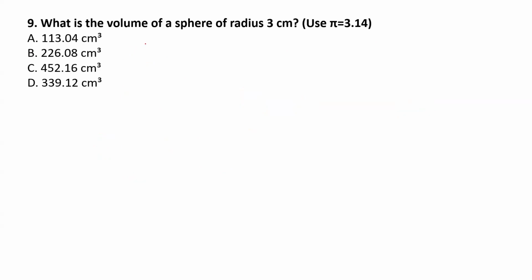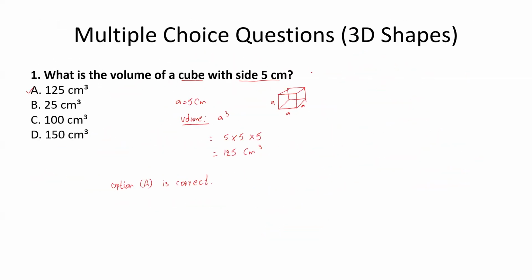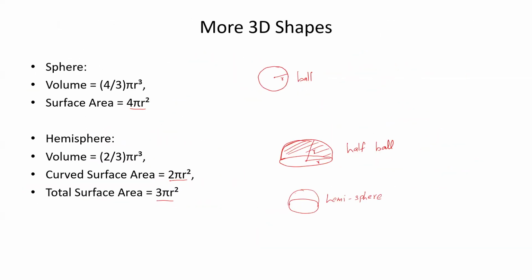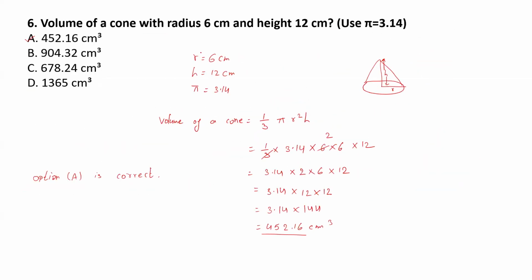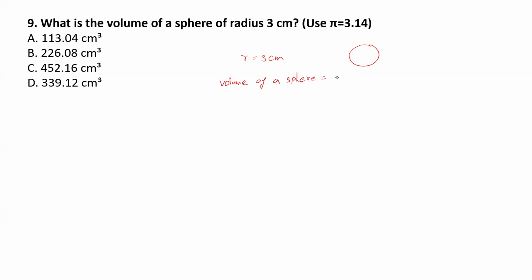Next problem. What is the volume of a sphere of radius 3? So radius is denoted by r, 3 centimeter. Remember, sphere is the shape. It is a ball. So what is the volume of a sphere? Let's go back and check. Shape is a sphere. Volume is 4 by 3 pi r cube.